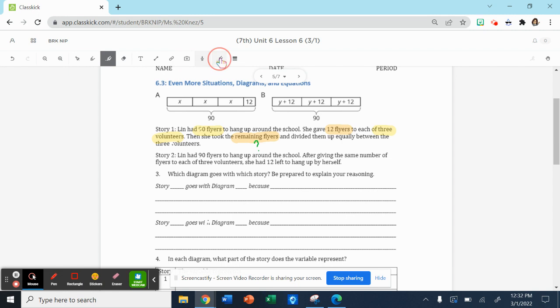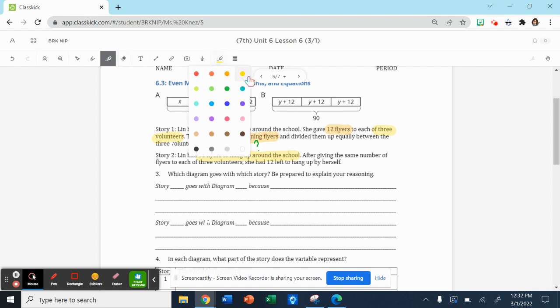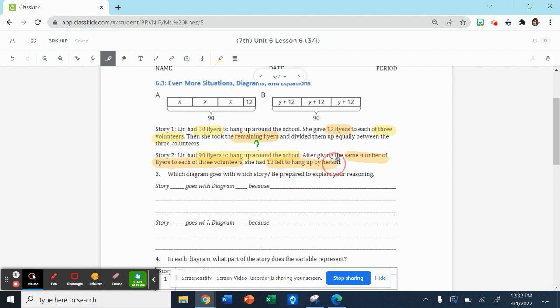In story 2, Lynn also has 90 flyers to hang up around the school. This time, she gives the same number of flyers to each of the volunteers, and then she has 12 left for herself. So, since that's what's happening, let's take a look at question 3. You have story 1 and story 2, and the question is, which tape diagram goes with each story? I want you to pause this video and try to identify which story goes with which tape diagram.